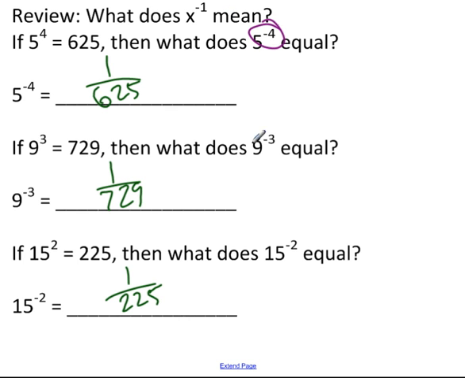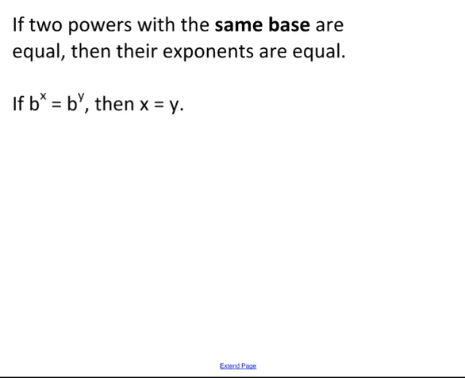Hopefully remember that the little negative here means put it on the bottom of the fraction. So 5 to the 4 is 625, which you can find on that real fancy chart that's on your paper. Means 1 over 625. Same thing here with the negative 3. Negative is going to put the 729 on the bottom, 225 on the bottom. Fun, fun, fun stuff.